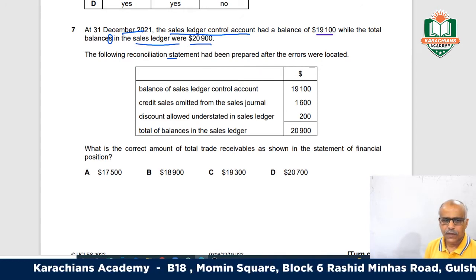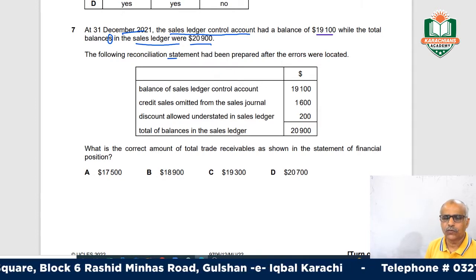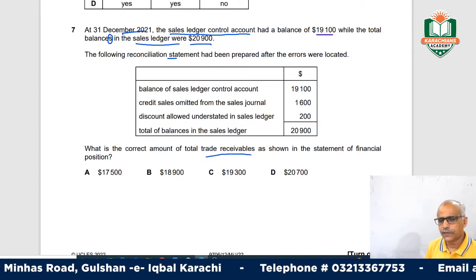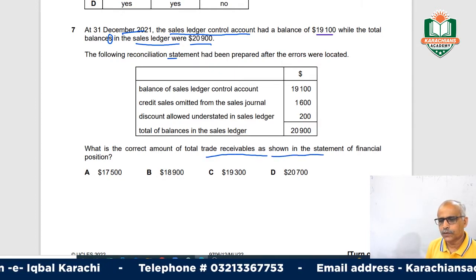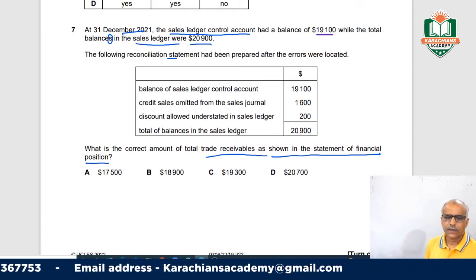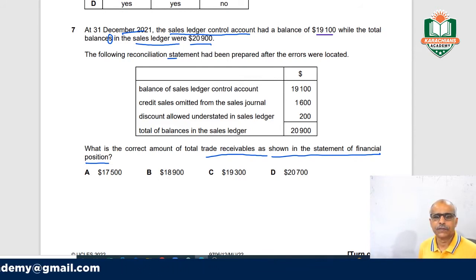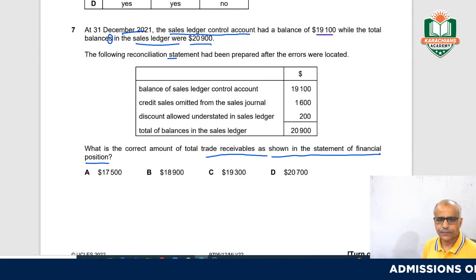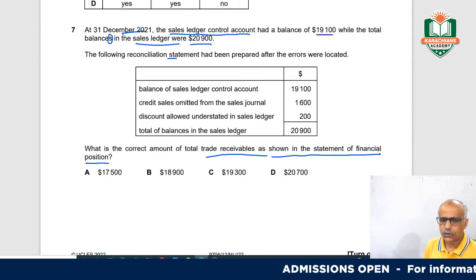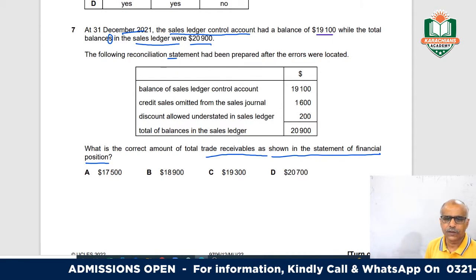reconciliation, and what is required is: what is the correct amount of trade receivables as shown in the statement of financial position. So the requirement is, what will be the correct trade receivables amount? This we have to calculate.